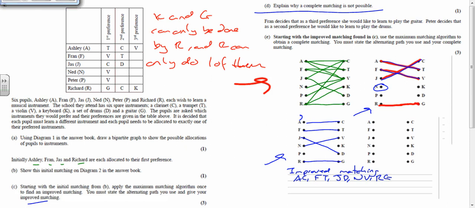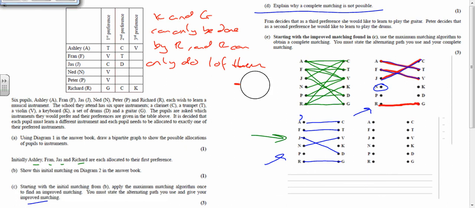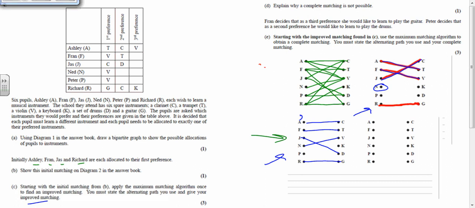Anyway, Fran decides that her third preference, she would like to play the guitar. So let's add Fran in with the guitar. Peter decides that as a second preference, he would like to play the drums. So Peter can go with the drums. Starting with the improved matching in part C, which is this one here, we have now got to use the maximum matching algorithm to obtain complete matching. So then it's the same thing again. And once you can do this, you've pretty much got this topic nailed. So we've got to start from Peter, and we've got to end up on K, which was the keyboard.